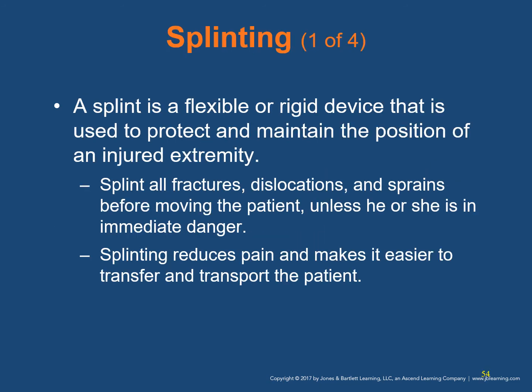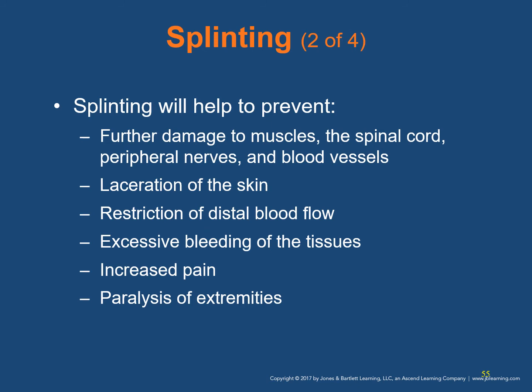Splinting. A splint is a flexible or rigid device that is used to protect and maintain the position of an injured extremity. Unless the patient's life is in immediate danger, you should splint all fractures, dislocations, and sprains before moving the patient. Splinting reduces pain and makes it easier to transfer and transport the patient. In addition, splinting will help to prevent the following: further damage to muscles, the spinal cord, peripheral nerves, and blood vessels from broken bone ends, and laceration of the skin by broken bone ends.